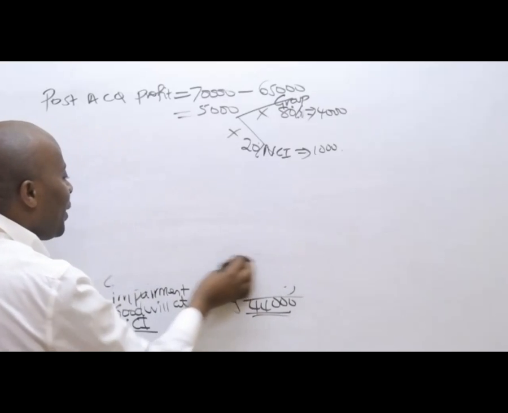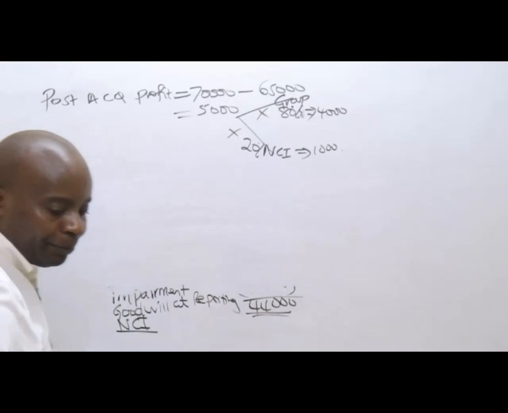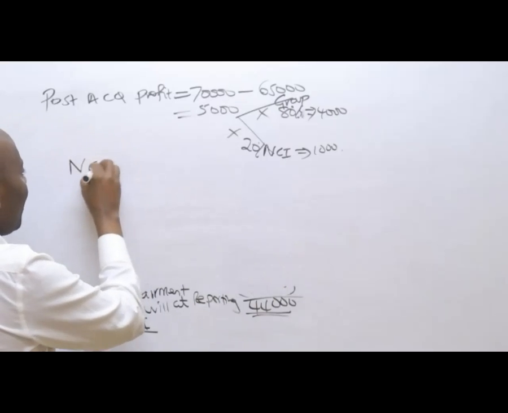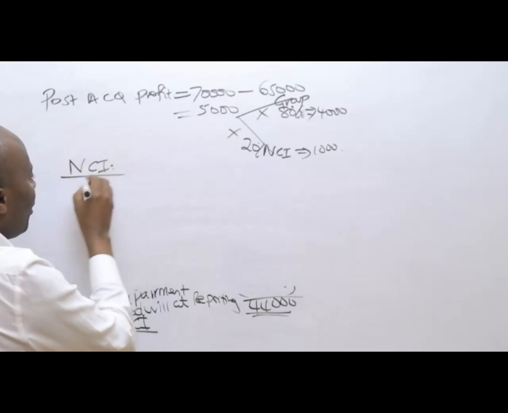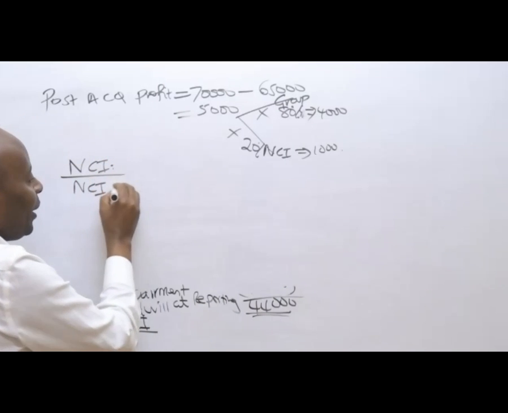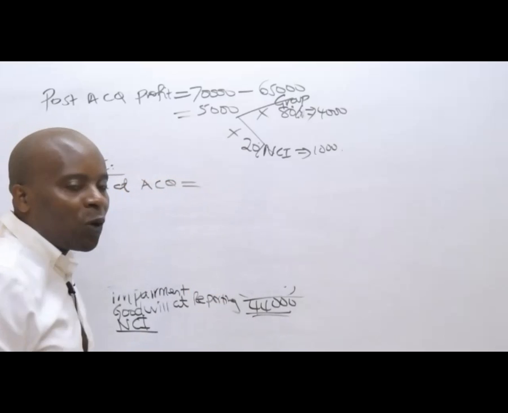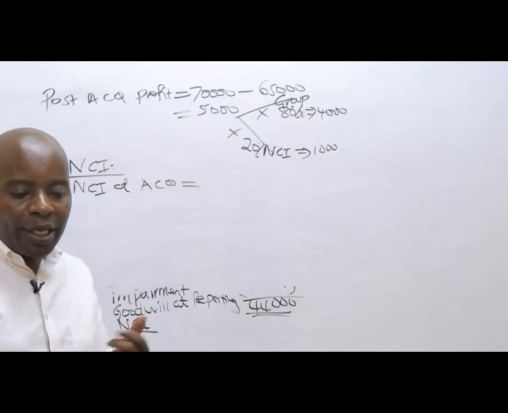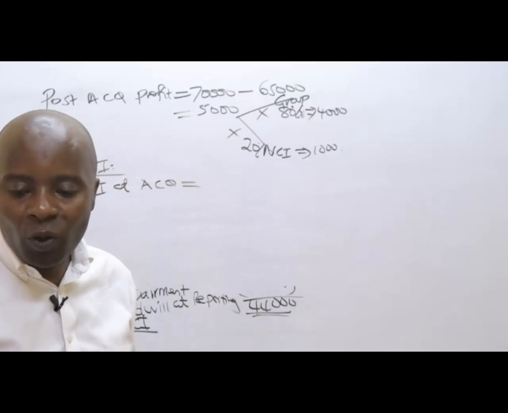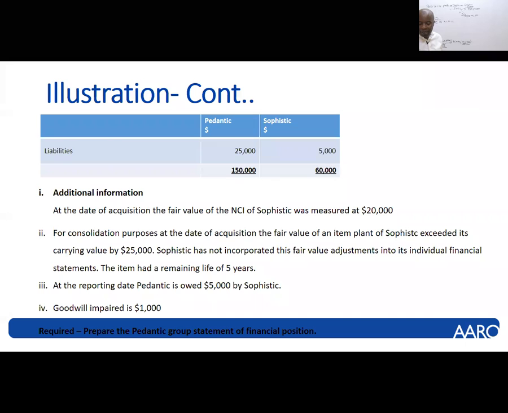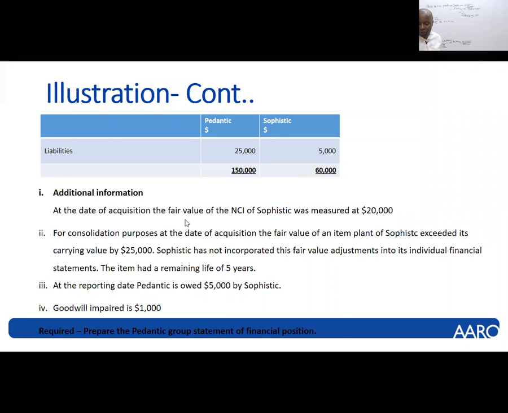NCI is quite a simple thing to ascertain. So give us here NCI. For NCI, what do we have? We have NCI at the beginning, NCI at acquisition. NCI at acquisition, ladies and gentlemen, we were given a figure. We were given the evaluation. We were told, if you can remember, at the date of acquisition, NCI was worth 20,000.